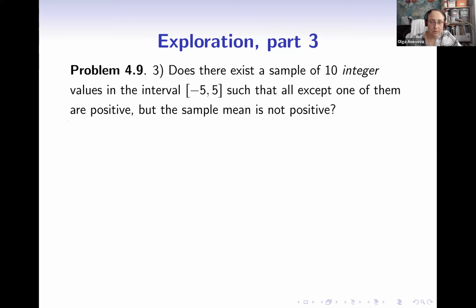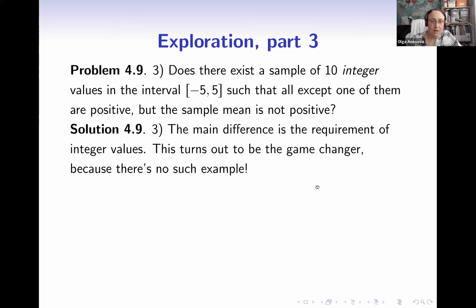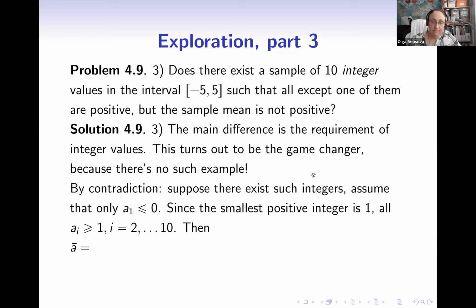So let's try in our particular case. Cannot find such a sample. Does it mean that it doesn't exist? Well, actually, yes, because there's no such sample. How to prove it? By contradiction. Suppose that such a sample exists. Suppose that we have such integers, and suppose only one of them is not positive, which means smaller than or equal to 0. Now we are dealing with integers, which means that it's reasonable to try the smallest positive integer, which is 1.